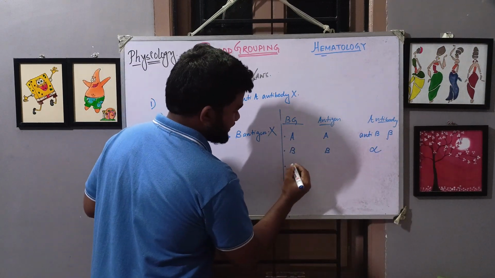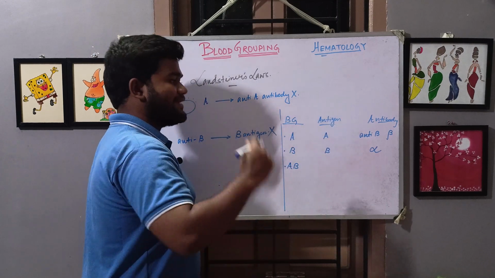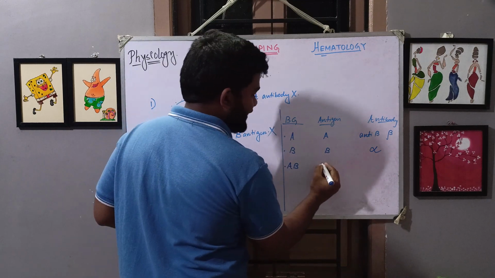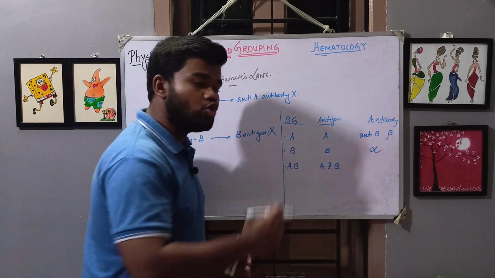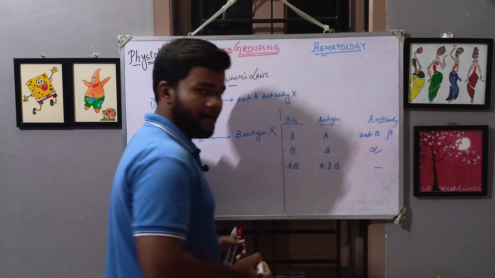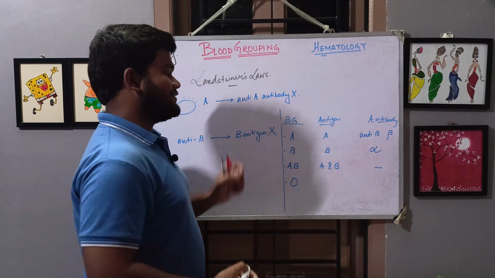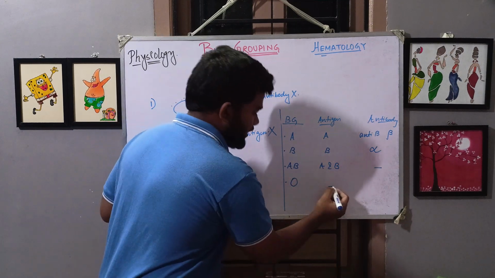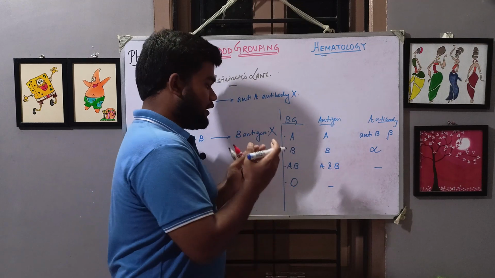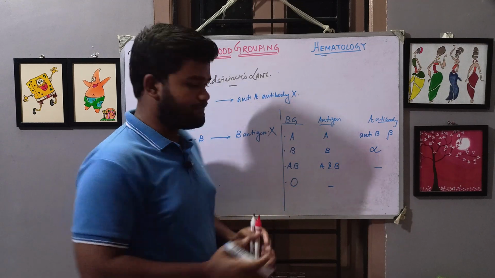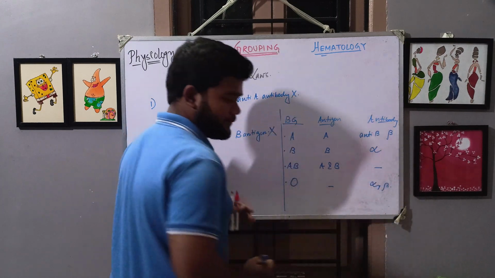If the person is of blood group AB, then the antigen present will be both A as well as B, but there will be no antibody present in the plasma. And number 4, if the blood group is O, then the antigen present will be nothing. There will be no antigen present on the RBC membrane in case of a person having O blood group. But the antibody will be both alpha as well as beta.